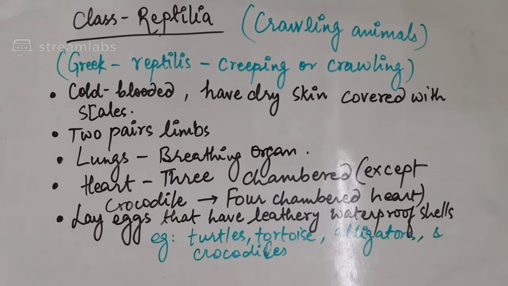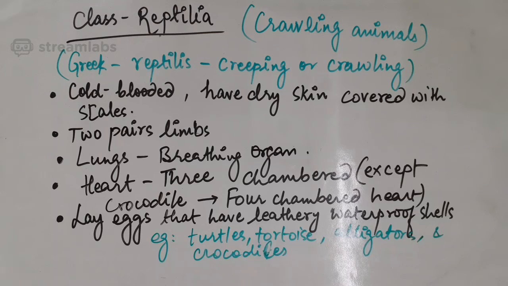See, I'm repeating it once again in short. Till now we have discussed three classes. First one, that is class Pisces. Pisces belongs to the fishes which are cold-blooded, aquatic, slimy, scaly skin, breathe through gills, and they have two-chambered heart. Fertilization or reproduction is external. They lay eggs inside the water and they have locomotory organs like fins.